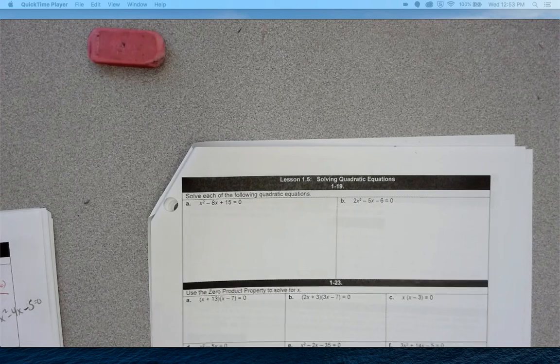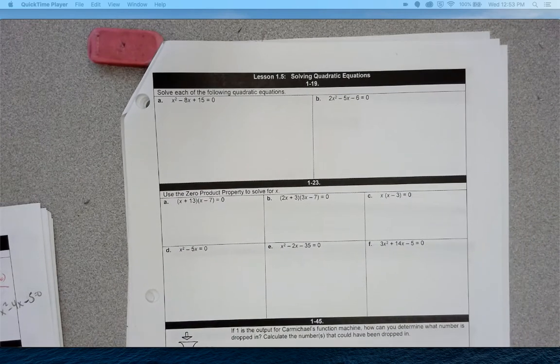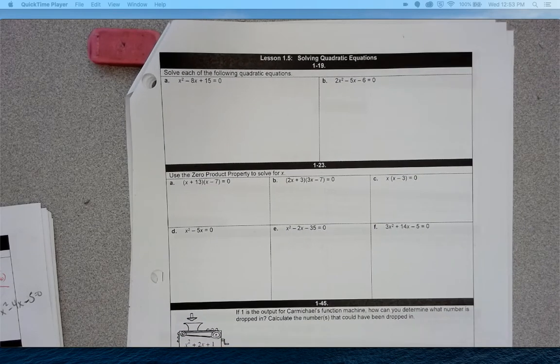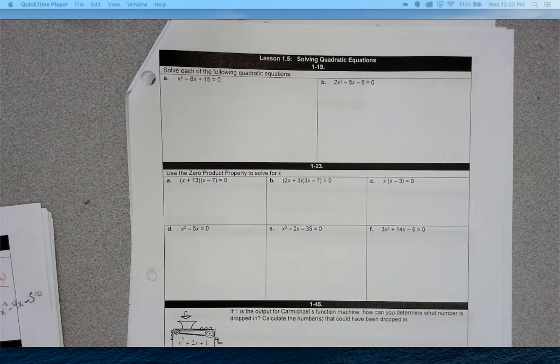Hey guys, Coach Osborne. I wanted to go over the 1-5 quadratic equations packet and give you guys some tips on homework on how to go through these problems.